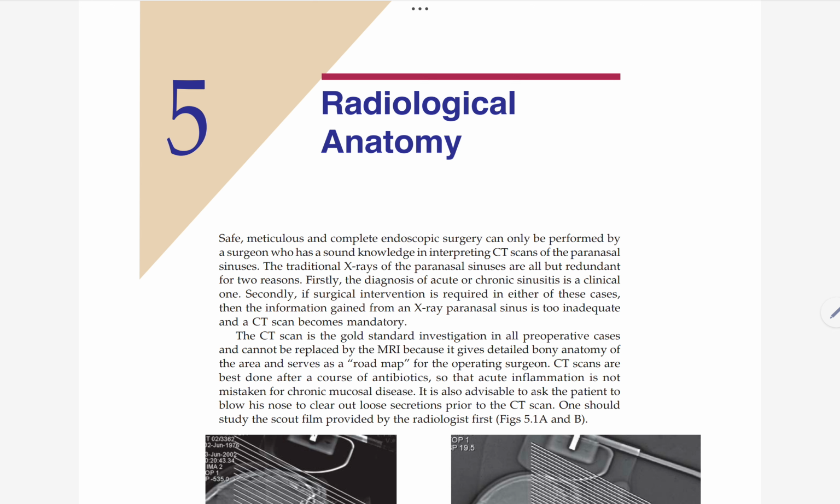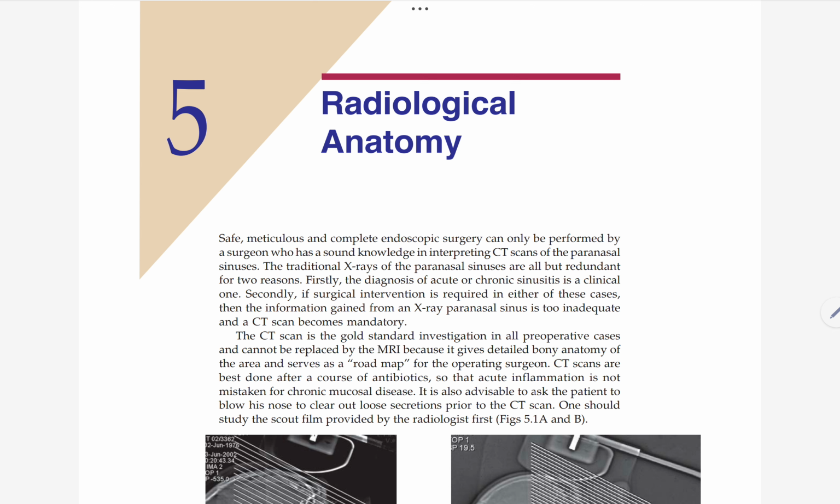The CT scan is the gold standard investigation in all preoperative cases and cannot be replaced by the MRI because it gives detailed bony anatomy of the area and serves as a roadmap for the operating surgeon. CT scans are best done after a course of antibiotics so that acute inflammation is not mistaken for chronic mucosal thickening or disease. It is also advisable to ask the patient to blow his nose to clear out loose secretions prior to the CT scan.